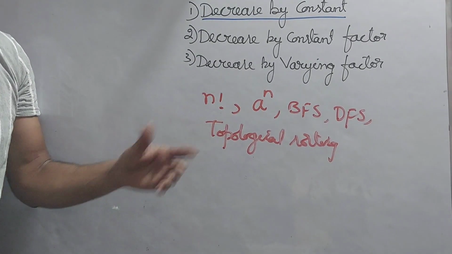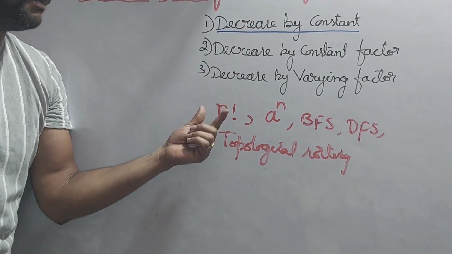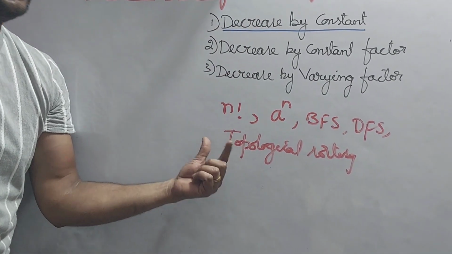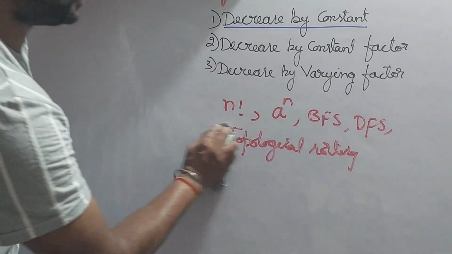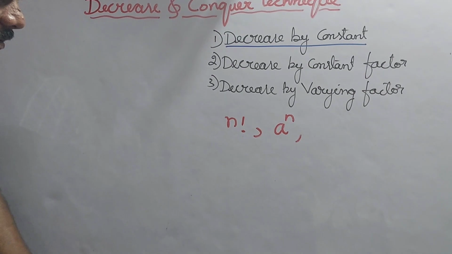So these are some of the examples where we use decrease by constant. That means in this, every time we are reducing by 1. So let us take these two examples. For example, how are we using decrease by constant in n factorial?